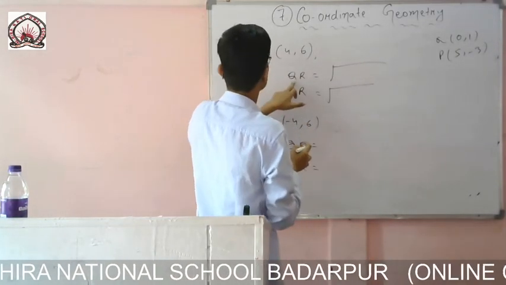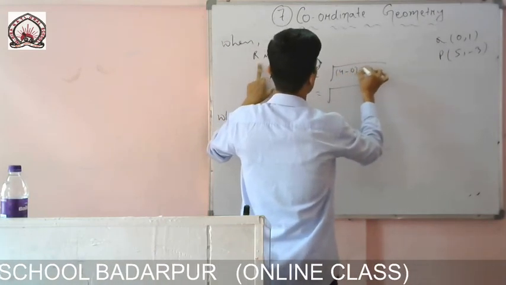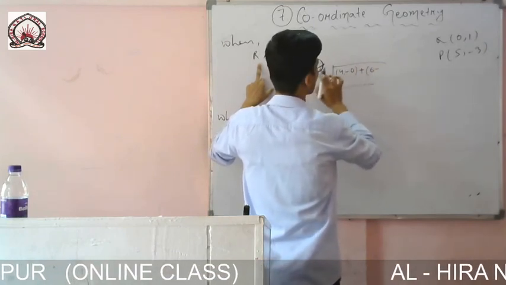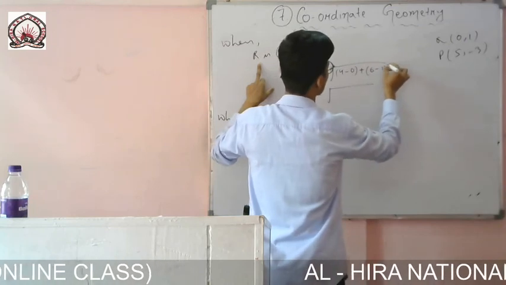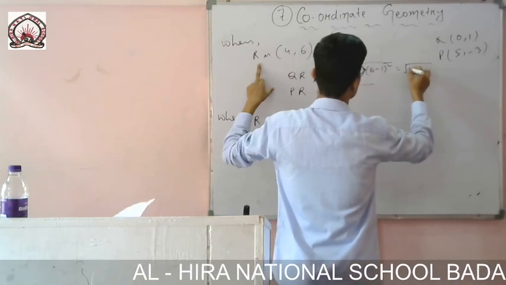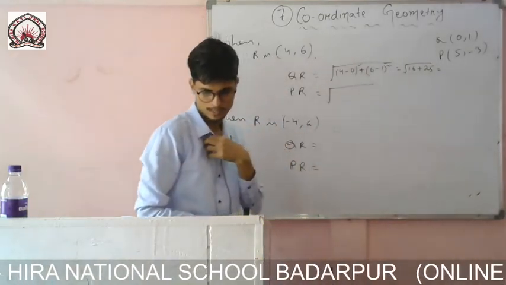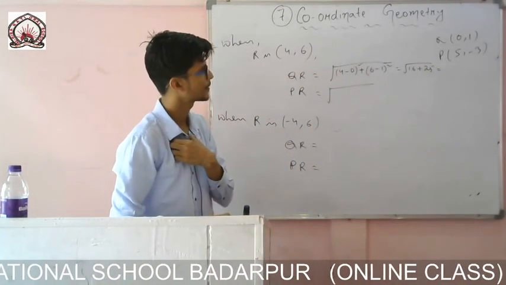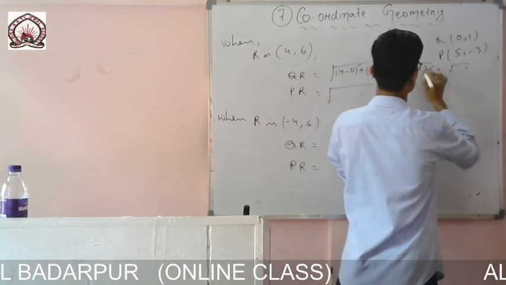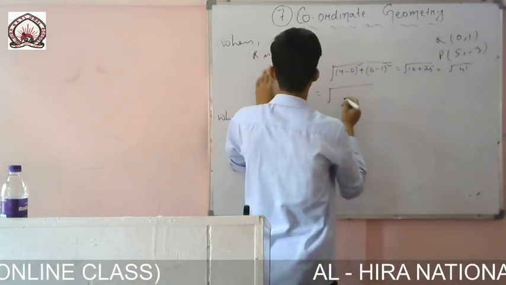So first I have to find QR, that means 4 minus 0 plus 6 minus 1 whole thing squared, with the square root on both sides. Okay, so 4 minus 0 it is 4 squared, that is 16, and 6 minus 1 that is 5 squared, it is 25. So 16 plus 25 is 41. So root over 41, and this one will be again PR.